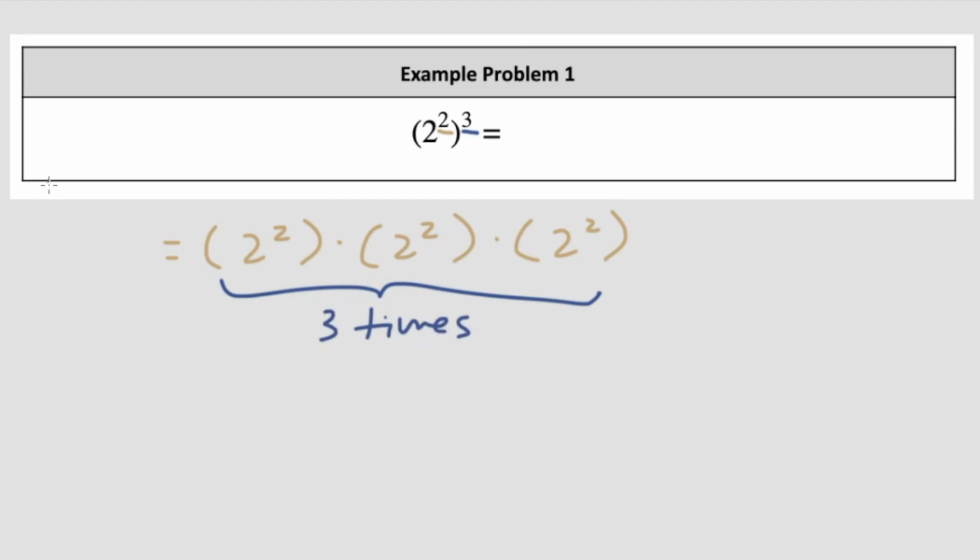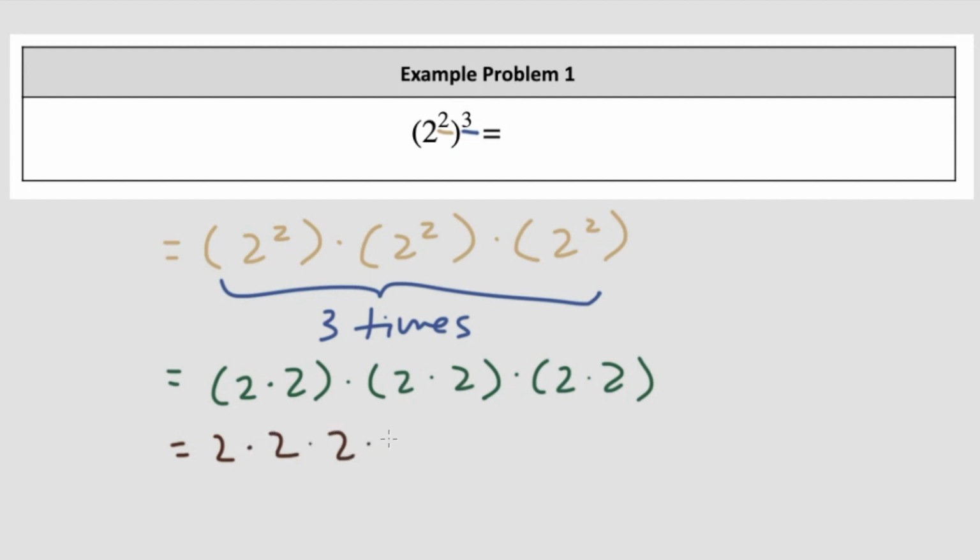So I'm going to show that in this tan color and this blue color: 2 to the power of 2 multiplied by itself 3 times. Well, what does that mean? Well, I know that 2 to the power of 2 is the same thing as 2 times 2. So I will multiply 2 by itself a total of, as I see here, 6 times.